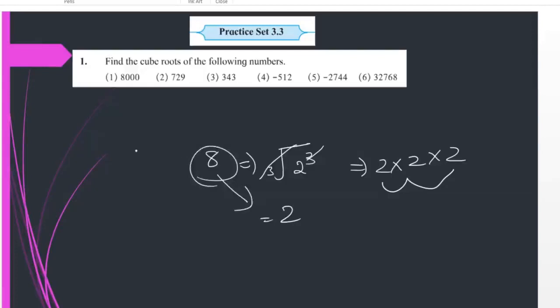So like this, we want to find the answer for the sums. How to find the answers? We will see in detail. So first one, what you want to do?